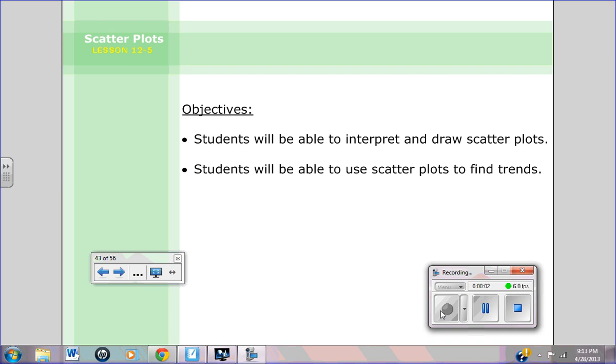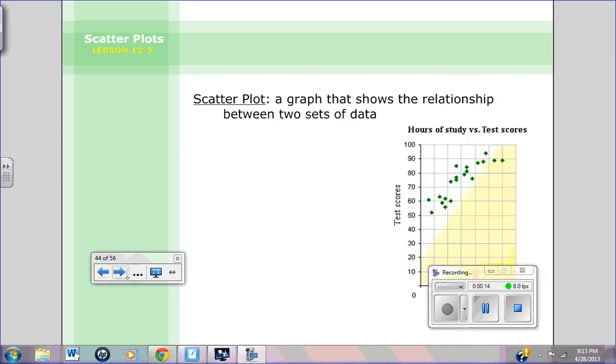Hello and welcome to lesson 12-5 on scatter plots. In tonight's lesson, you're going to be able to interpret and draw scatter plots, and you're also going to be able to use scatter plots to find trends. So let's go ahead and get started.